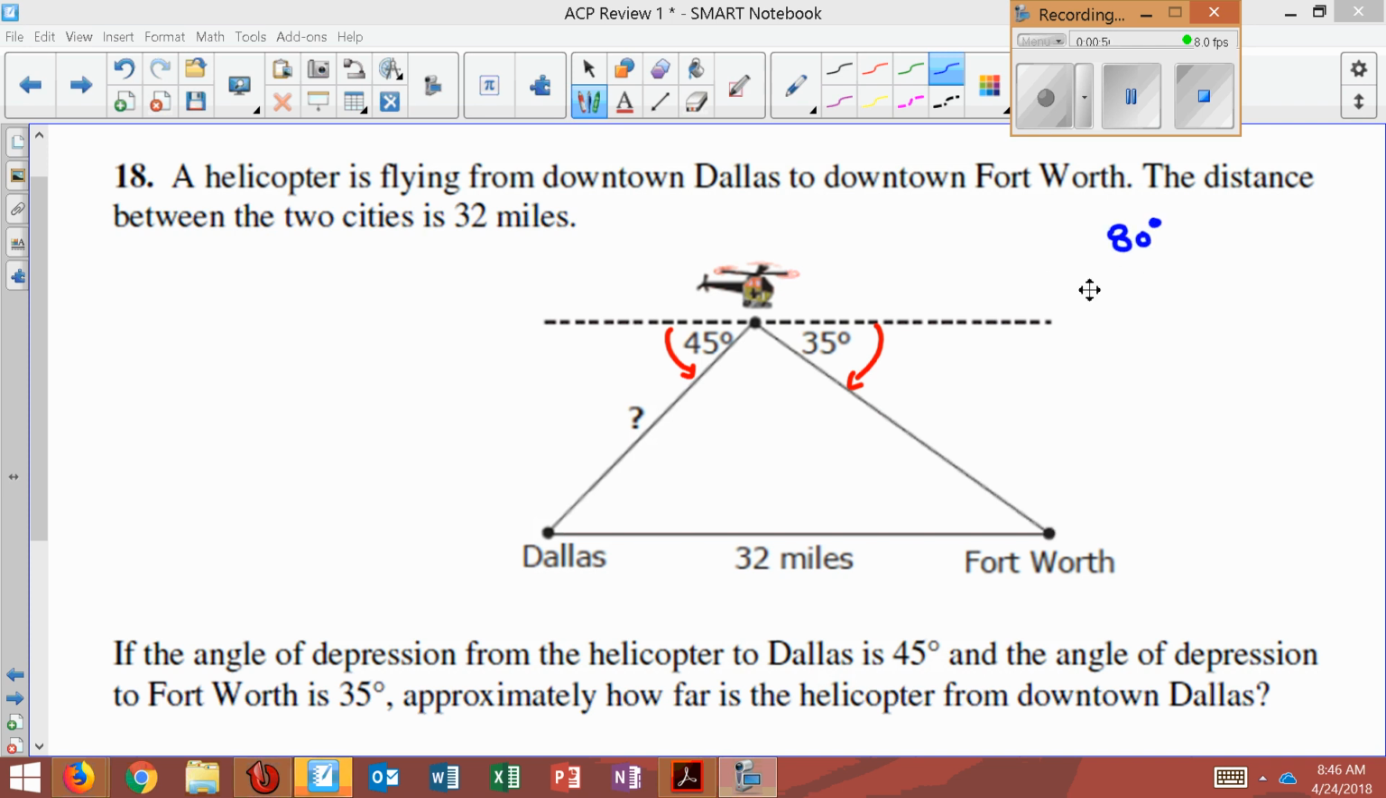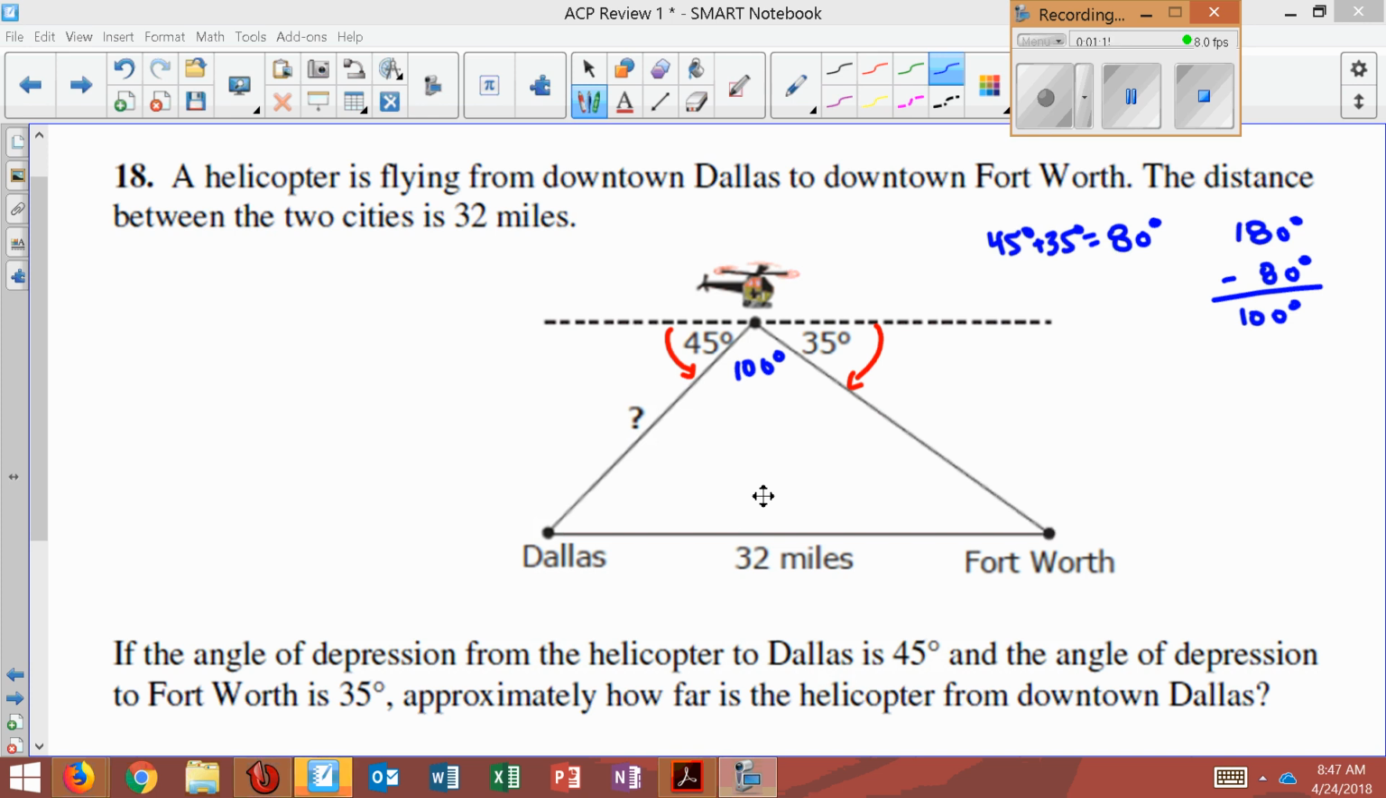If that's 80 degrees, that means the angle in between them, to form a straight line, has to be 100 degrees. And I'm getting that because 45 plus 35 equals 80, and then when you take that away from 180, that's how I got 100. So now that I know this is 100 degrees, I know this is not a right triangle, so I cannot use sine, cos, tangent.